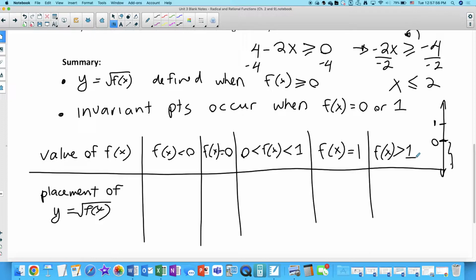Okay, so firstly, if the original is less than 0, what are we going to see for the radical function? Nothing. Yeah, undefined. Okay, what about if the original is equal to 0? What's going to happen with the radical? Yeah, it'll equal 0 as well. So this is an invariant point. This one is also an invariant point when f of x equals 1. So we'll stick that in there too.